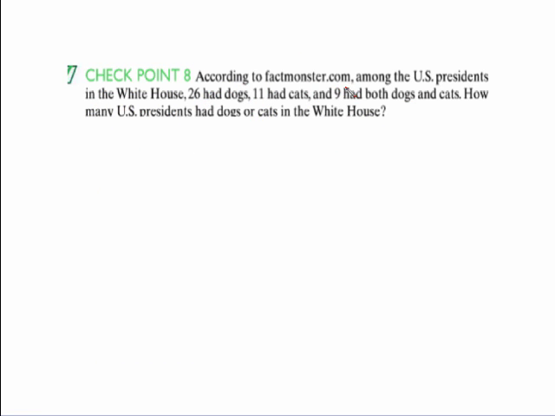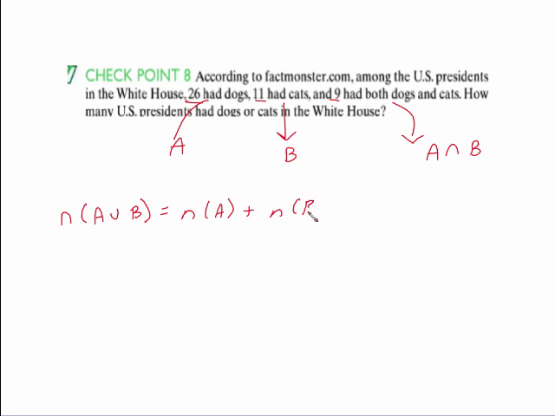One from the book. According to factmonster.com, among the U.S. presidents in the White House, 26 had dogs, 11 had cats, and 9 had both. So having dogs is our set A. Having cats is our set B, and this idea of both dogs and cats would be A intersect B. So our formula to find the number of elements in A union B is the number that's in set A plus the number that's in set B minus the number that's in the intersection.